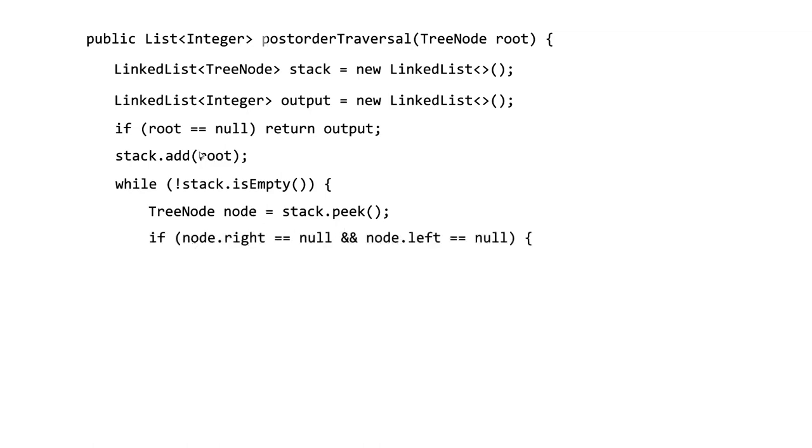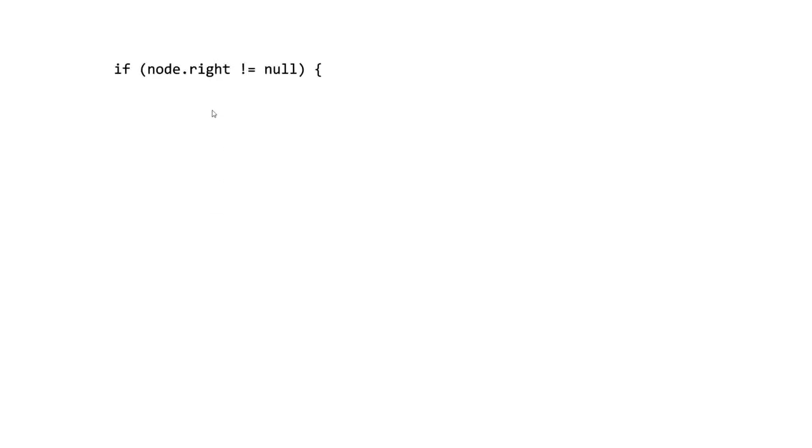So if it happens to be the only node, so if the node right is null and the node left is null, then we're going to pop it off, and then we'll assign the node value to the output. Okay, so I couldn't fit all this code on one slide, so this is still within the while statement.